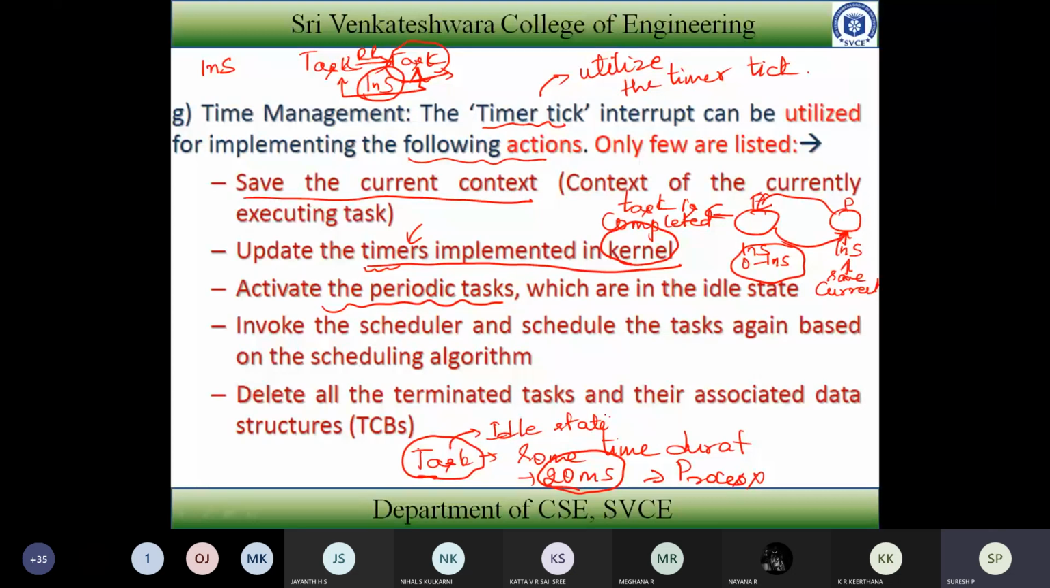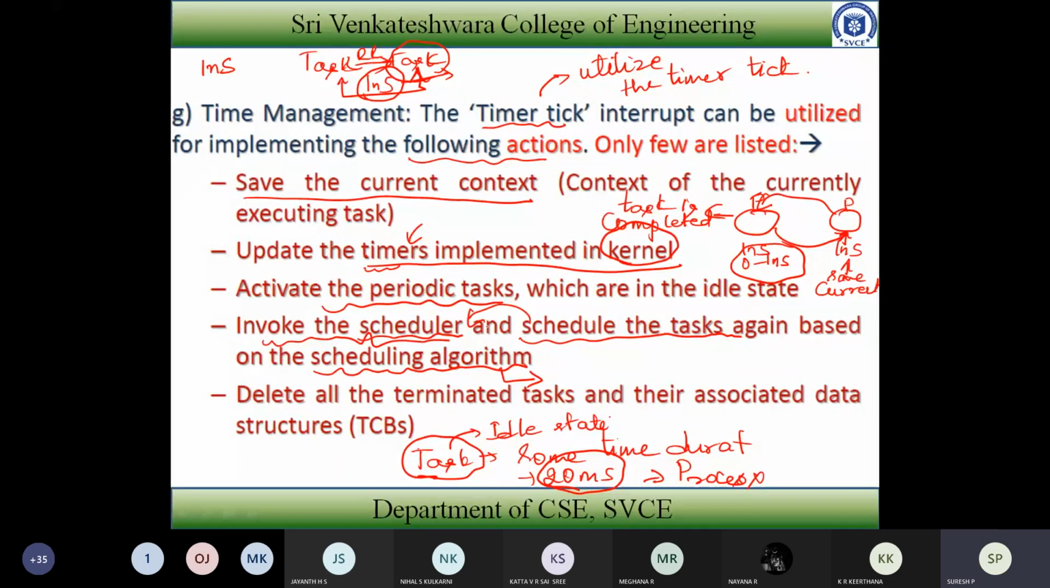Now who has to decide that? That has to be decided by your scheduler. So first, we have to invoke the scheduler. Next, I have to invoke the scheduler for that particular task, and I have to schedule the task again based on the scheduling algorithm. So depending upon the scheduling algorithm, you have to schedule the task. Who has to do that? That has to be done by your scheduler.